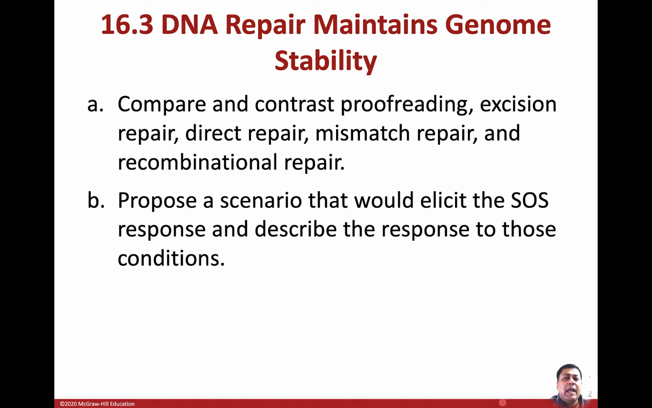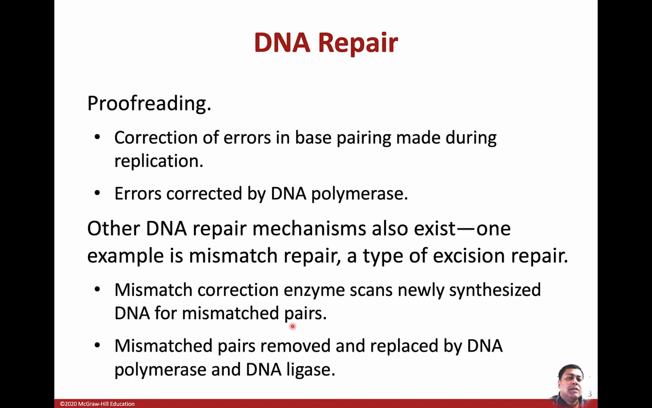So next we are looking at DNA repair, the processes of DNA repair, and this is essential for bacteria for genome stability. We are going to compare and contrast proofreading, excision repair, base repair, direct repair, mismatch repair, and recombinational repair, and also we are looking at an extreme scenario where an SOS response is described, where most of the bacterial genome is severely damaged. Proofreading is the correction of errors in base pairing made during replication, and these errors are corrected by DNA polymerase III.